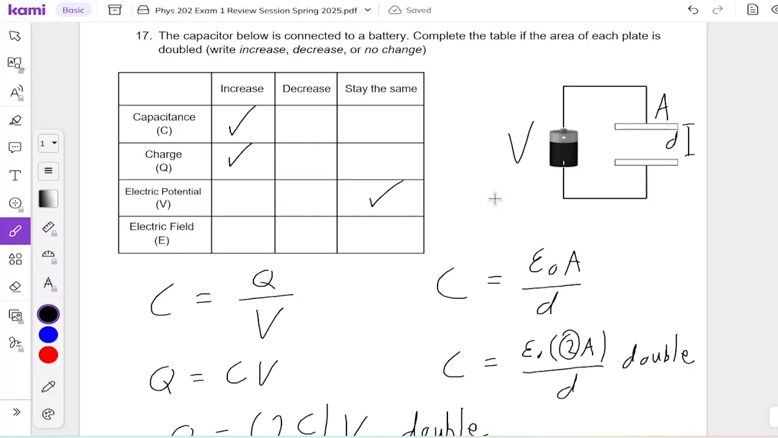Just so you know, on Young's practice exam, he has it connected to the battery at first and then disconnected. If you're disconnected, then that's what we said earlier. Voltage is going to change, charge stays the same when you disconnect. So it's the opposite. And finally, electric field.